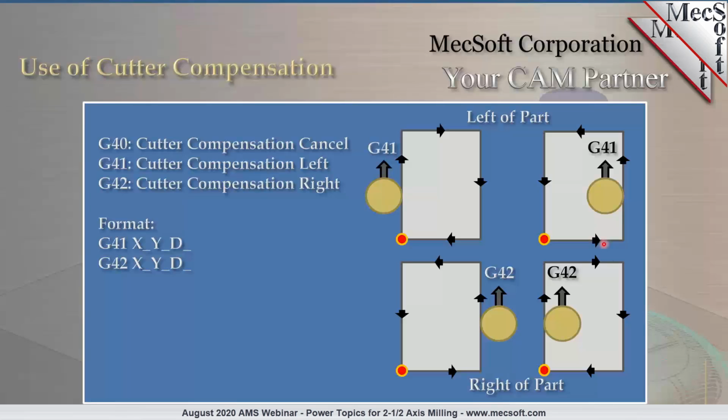So cutter compensation is used to compensate, typically for tool wear, between the actual tool diameter and the programmed tool diameter at the machine or the controller. The cutter compensation is typically output using a G41 to comp on the left, or a G42 to comp on the right, and a G40 is used to cancel cutter compensation.